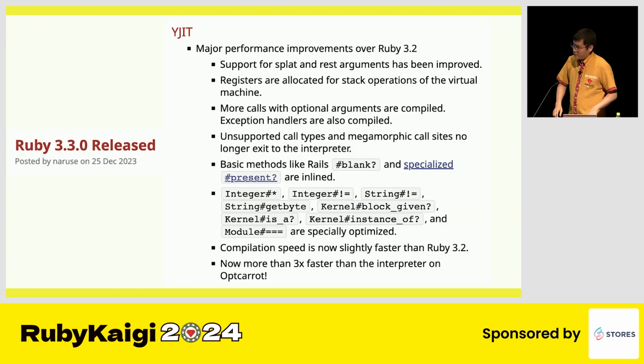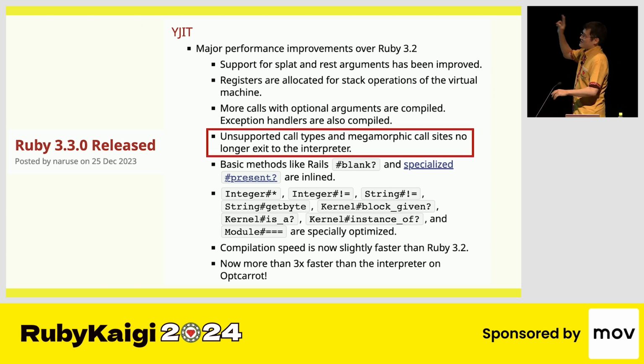So if you look at the list of the YJIT changes in 3.3, can you guess which one was the most significant in terms of the Rails performance? Oh, yes. So Viruta is saying he added the blank or present method specialization to Rails 7.2, and then YJIT improves the performance by inlining that method, but unfortunately that was not the case.